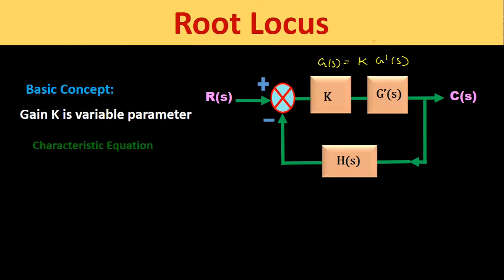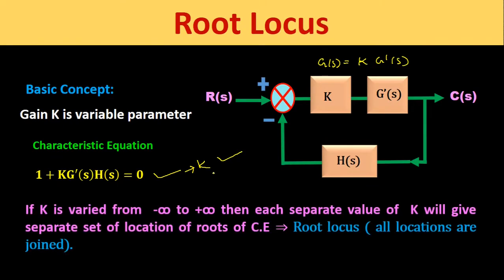Now let us determine the characteristic equation. The characteristic equation for this system will be 1 + K G'(s) H(s) = 0. So from this equation we can conclude that the roots of this characteristic equation are dependent on the value of K. That means the closed loop poles of this control system depend on the value of K. So if K is varied from minus infinity to plus infinity, then each separate value of K will give a separate set of locations of roots of characteristic equation. And if all such locations are joined together, then the resulting locus is called root locus.